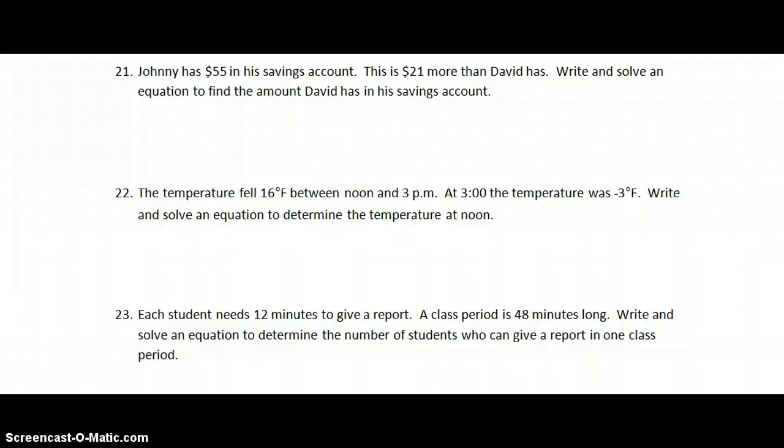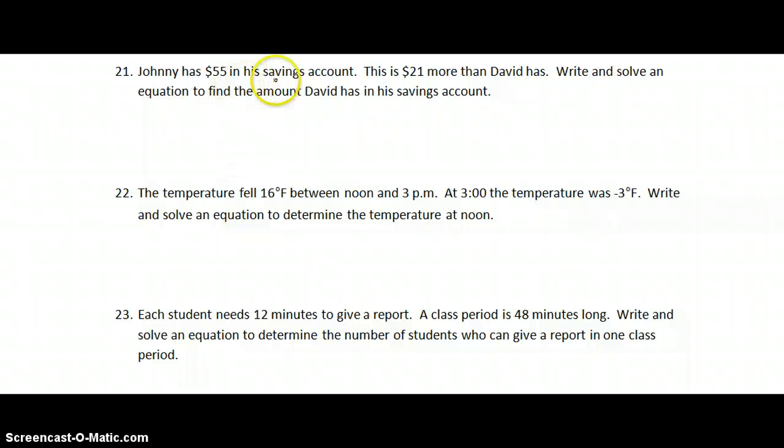Johnny has $55 in his savings account. This is $21 more than David has. Write and solve an equation to find the amount David has in his savings account. We talked yesterday about the fact you could probably figure out this problem without making an algebraic equation, but we're going to practice making algebraic equations while it's easy so that we're in the habit and getting used to the idea of writing an equation, so when the problems get more complicated, we will know how to do this.